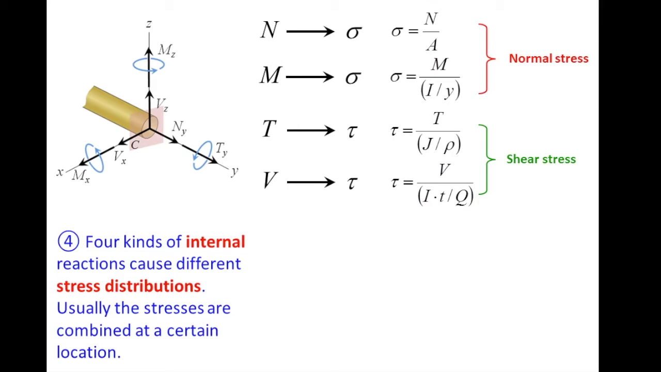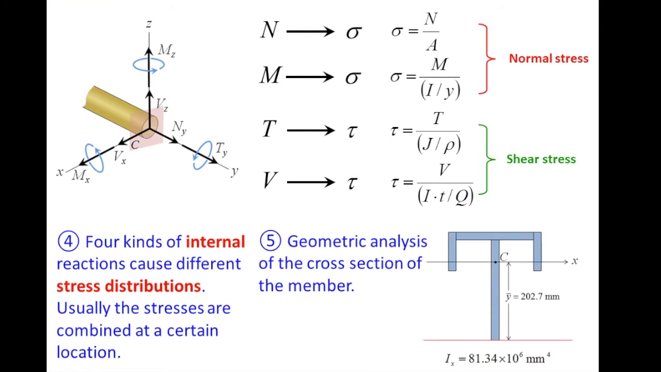I want you to pay attention to these equations and notice how the numerators of all these 4 equations are the respective driving forces, and the denominators are all combinations of geometric parameters such as area, moment of inertia, thickness, etc. And talking about geometric parameters, it is often necessary to do geometric analysis of the cross-sectional area of this member.